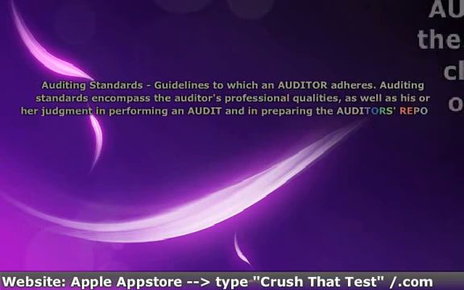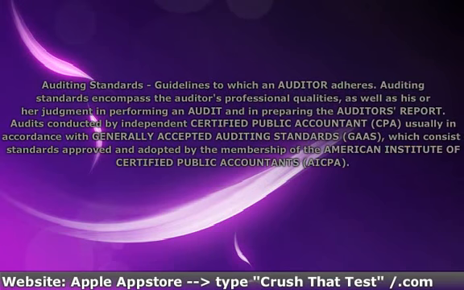Auditing standards: guidelines to which an auditor adheres. Auditing standards encompass the auditor's professional qualities, as well as his or her judgment in performing an audit and in preparing the auditor's report. Audits are conducted by independent certified public accountants, CPAs, usually in accordance with generally accepted auditing standards, GAAS, which consist of standards approved and adopted by the membership of the American Institute of Certified Public Accountants, AICPA.